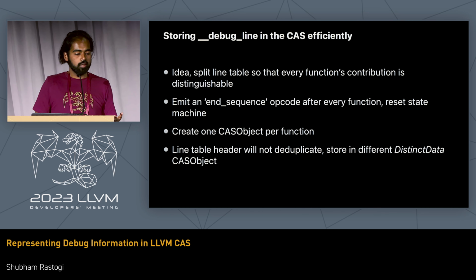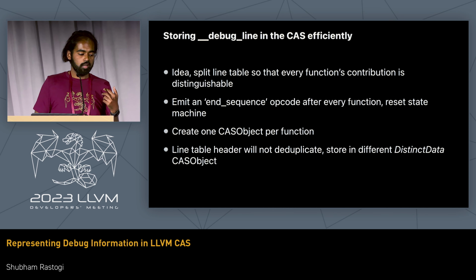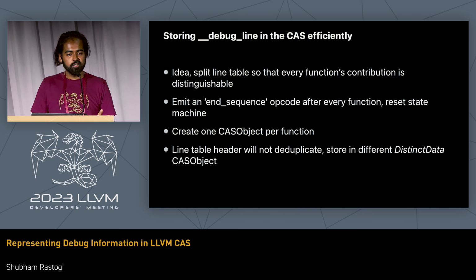So if we want to store the debug line section efficiently in the CAS, we can take an approach where we split the line table so that every function's contribution to the line table is somehow distinguishable. The solution we came up with is to emit what we call an end sequence opcode after every function. The end sequence opcode is a special opcode that usually denotes the end of a line table. But here we can use it to denote the end of a function's contribution to the line table. And all it does is reset the state machine to a default state.